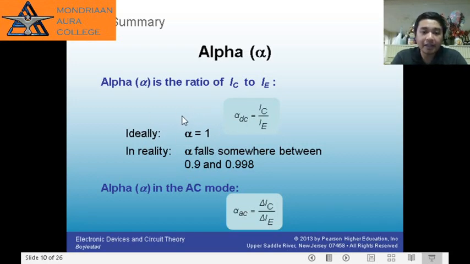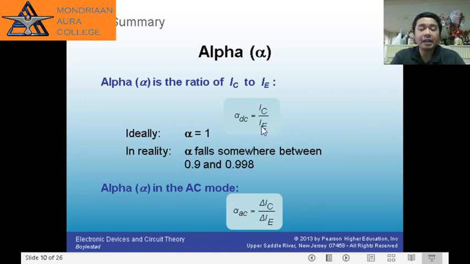Ideal value ng alpha is 1. Bakit nga ba ang ideal value ng alpha is 1? Remember, meron tayong approximation na I sub C is approximately equal to I sub E. So kapag dinivide natin sila, that is equal to 1. But practically, ang value nito ay sa pagitan ng 0.9 to 0.998. Ibig sabihin, yung mga common base na circuits in the real world, ito yung mga gagawin natin na circuit for the common base, no, ay merong value ng alpha sa pagitan ng 0.9 to 0.998. Why is it slightly less than 1? Ano bang mas malaki talaga, I sub E or I sub C?